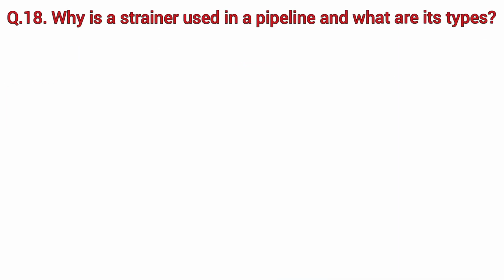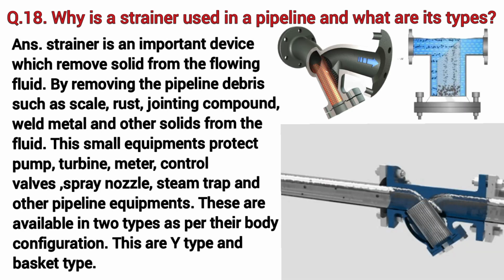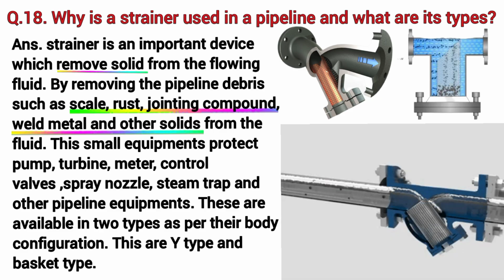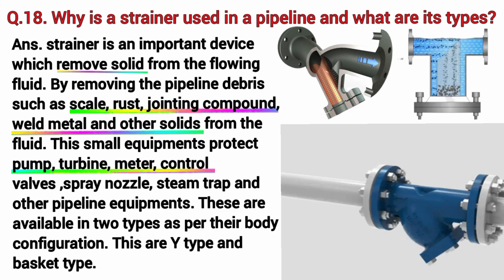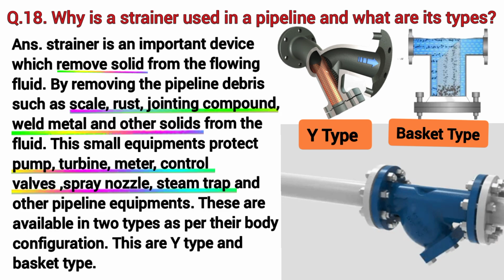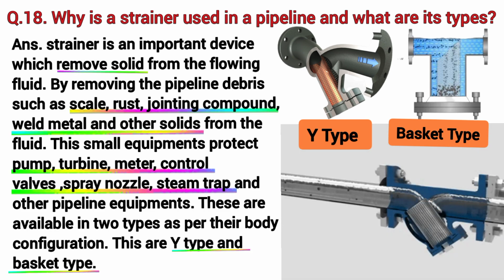Why is a strainer used in a pipeline and what are its types? Strainer is an important device which removes solids from the flowing fluid. By removing pipeline debris such as scale, rust, jointing compound, weld metal and other solids from the fluid, this small equipment protects pumps, turbines, meters, control valves, spray nozzles, steam traps and other pipeline equipment. These are available in two types as per their body configuration. These are Y-type and basket type.